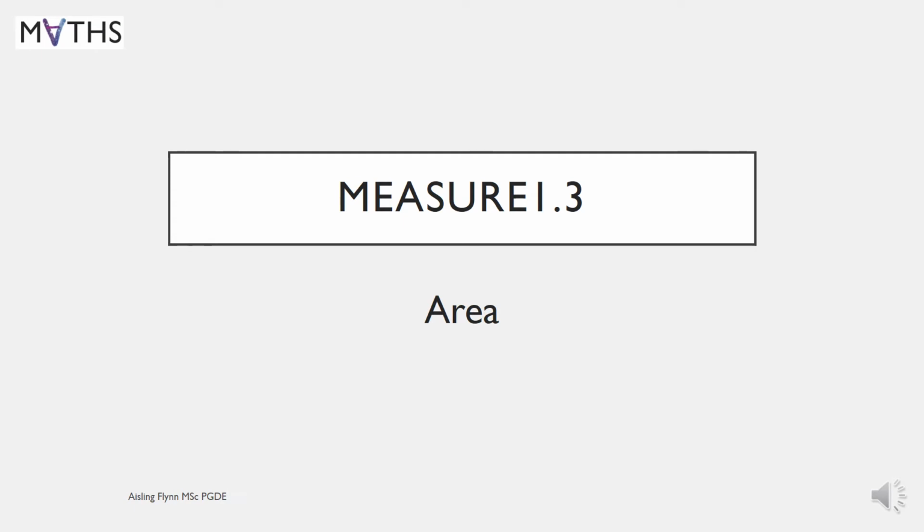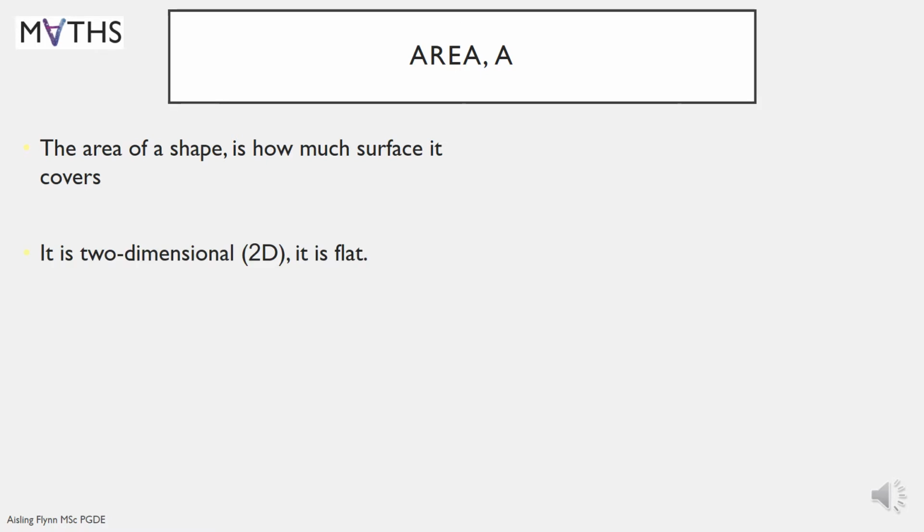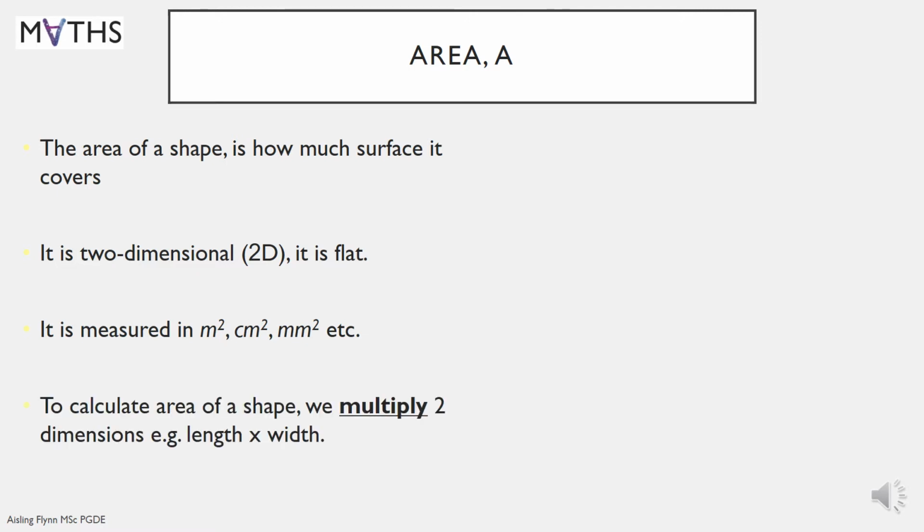This is measure 1.3, area. We give the letter A to area. The area of a shape is how much surface it covers. It is two-dimensional, or 2D, and it is flat. It's measured in meters squared, centimeters squared, etc. To calculate the area of a shape, we must multiply two of its dimensions, for example, length by width.